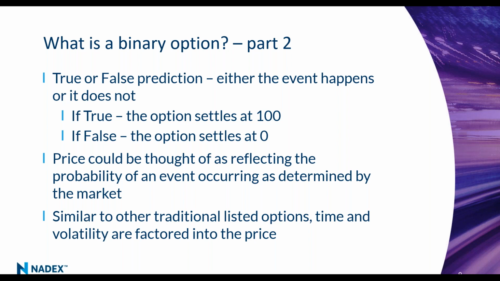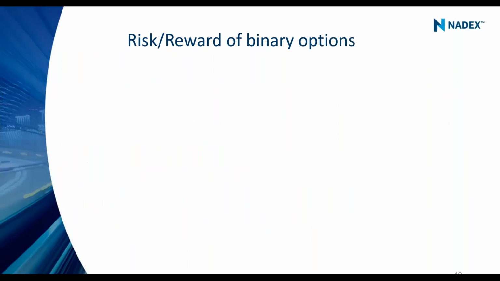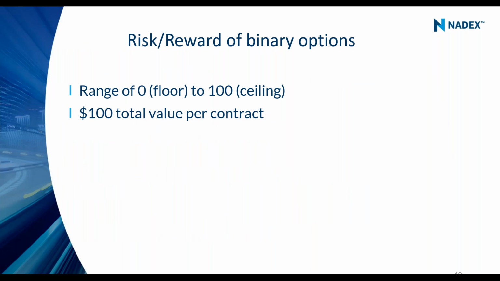If there's a lot of time left, there's a lot of time for something to happen. If there's a little time left, there's very little time for something to happen. I am going to go through examples specifically of that. And if there's low volatility or high volatility, that will also impact it. We are going to walk through that. So just a recap on the price and the risk reward. It trades between 0 and 100. We know that's the probability, but we also know that it's a $100 contract.